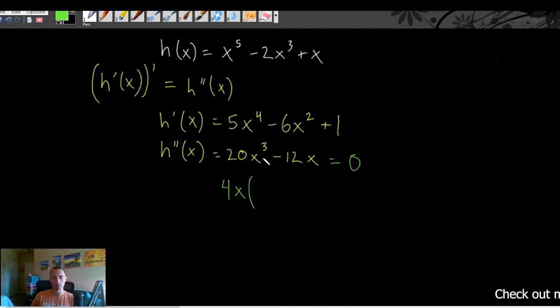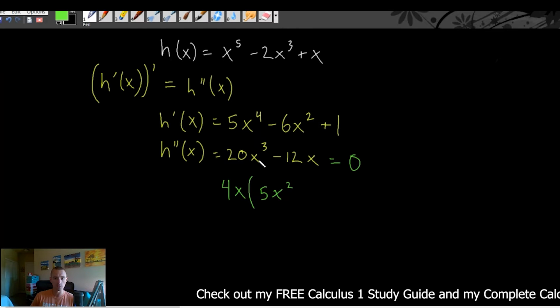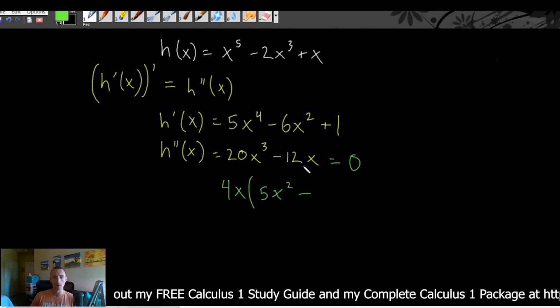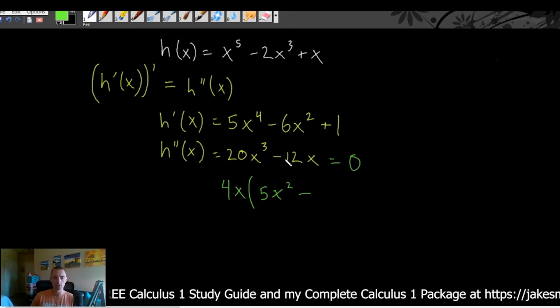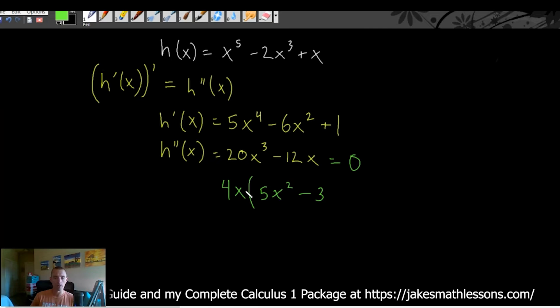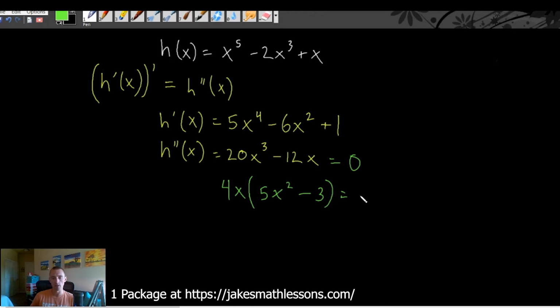If we take 4x out of this, we're going to take 4 out. We're going to be left with a 5, because 4 times 5 is 20. And then if we pull an x out of an x cubed, we're going to be left with x squared, because x cubed divided by x is x squared. And then from minus 12x, if we divide minus 12 by 4, we're left with minus 3. And then if we divide x by x, it doesn't leave us with anything, just a 1. 3 times 1 is just 3. So basically that's what's going to be left.